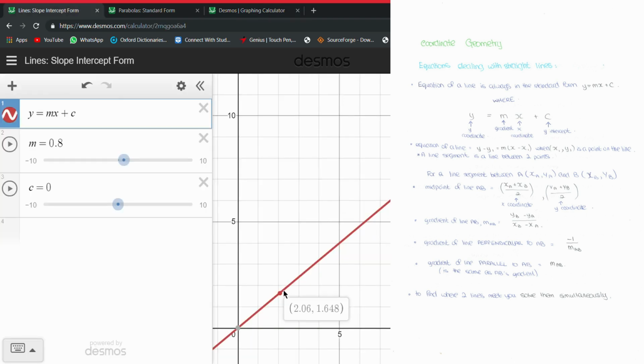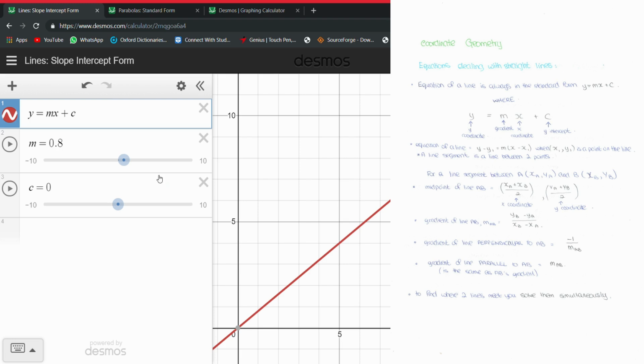Okay, so first thing we have to understand is what the equation of a line means. The equation of the line is always written in the standard format of y is equal to mx plus c, where y is your y coordinate, m is your gradient, which is like the ratio of x to y, x is your x coordinate, and c is your y intercept.